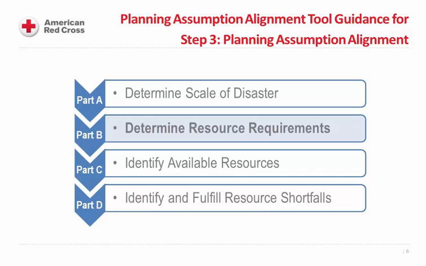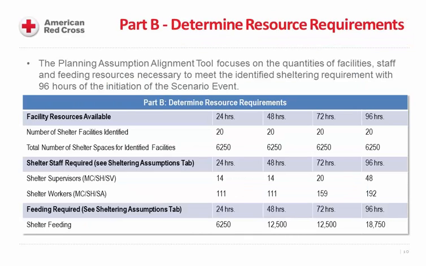Once we complete Part A, we go on to Part B, determine resource requirements. The Planning Assumption Alignment Tool focuses on the quantities of facilities, staff, and feeding resources necessary to meet the identified sheltering requirement within 96 hours of the initiation of the scenario event. The 5 resources identified in the tool are the number of shelter facilities, number of shelter spaces, number of shelter supervisors, number of shelter workers, and the shelter meals per day required to feed the population.